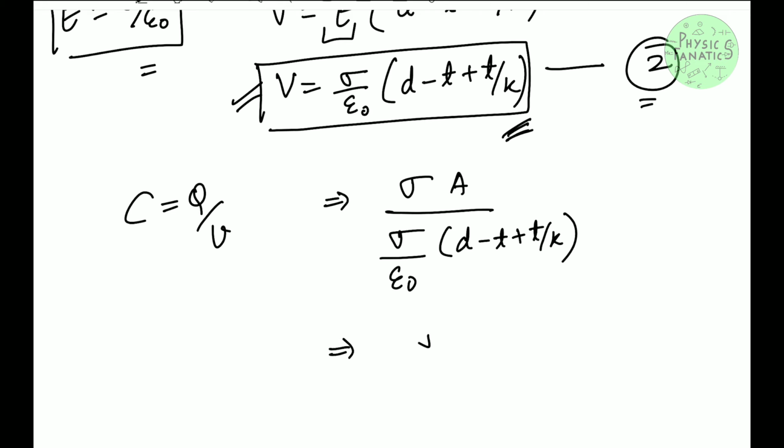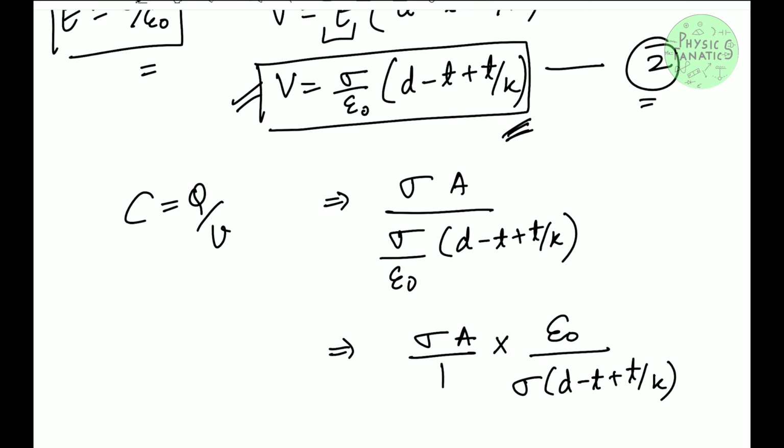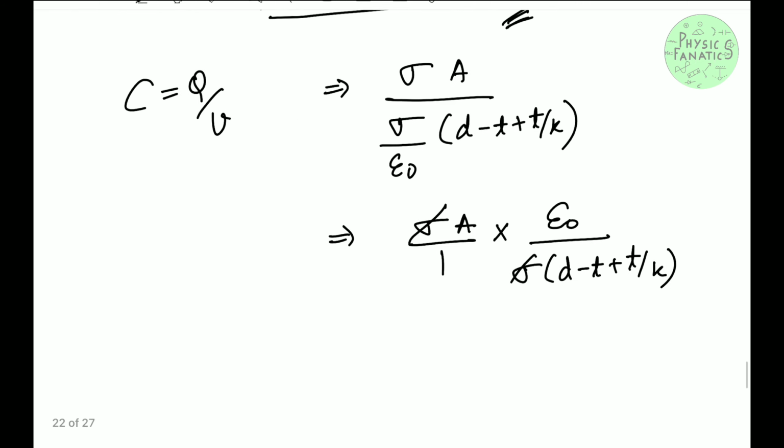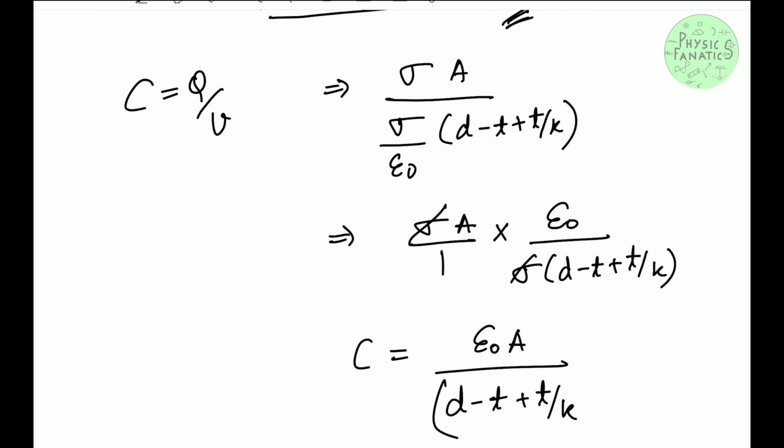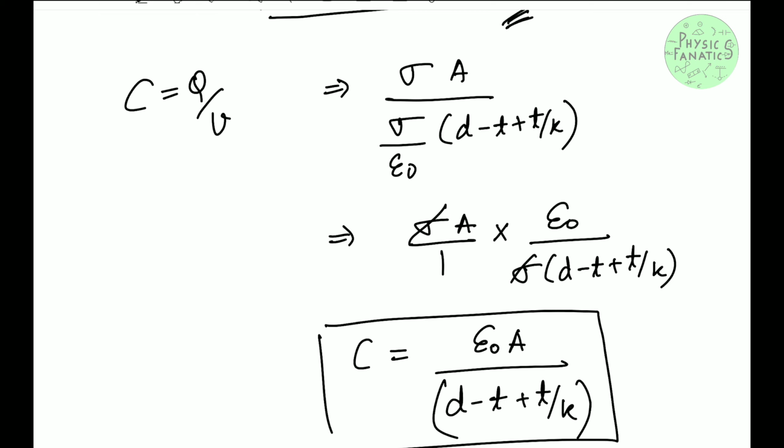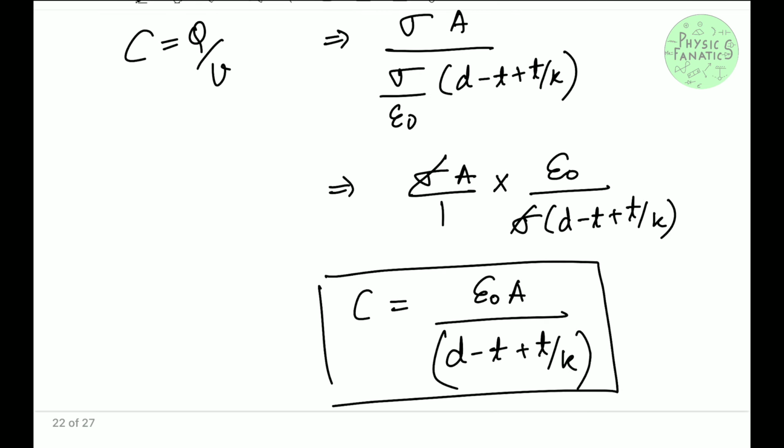Okay, great. So this can further be written as sigma A upon 1 into epsilon naught times sigma (d minus t plus t by k). I hope you guys can understand. Sigma and sigma will cancel out, and you will get the value of C to be epsilon naught times A divided by (d minus t plus t by k). So this is the value of capacitance when a dielectric material of thickness t and of the same area of cross section is inserted between your capacitor. I hope you guys can understand.